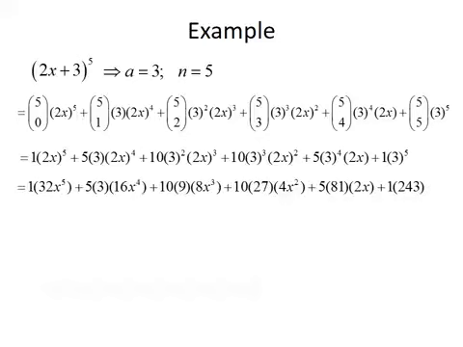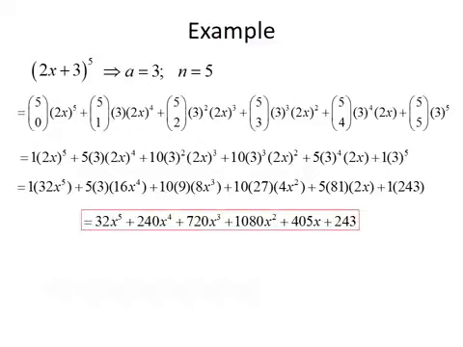So if we evaluate the 2x raised to each power and the 3 raised to the individual powers, our expansion becomes 1 times 32x to the 5th, plus 5 times 3 times 16x to the 4th, plus 10 times 9 times 8x cubed, plus 10 times 27 times 4x squared, plus 5 times 81 times 2x, plus 1 times 243. If we simplify the multiplication, we're going to get 32x to the 5th, plus 240x to the 4th, plus 720x cubed, plus 1080x squared, plus 405x, plus 243.